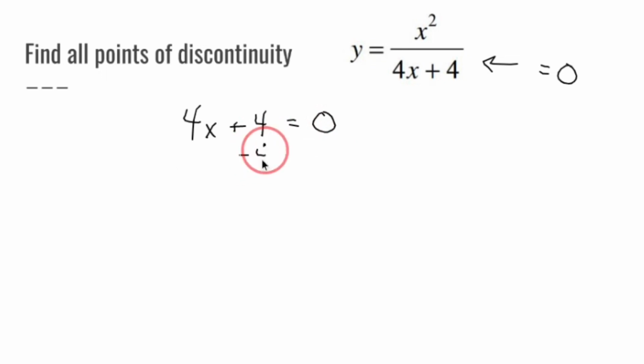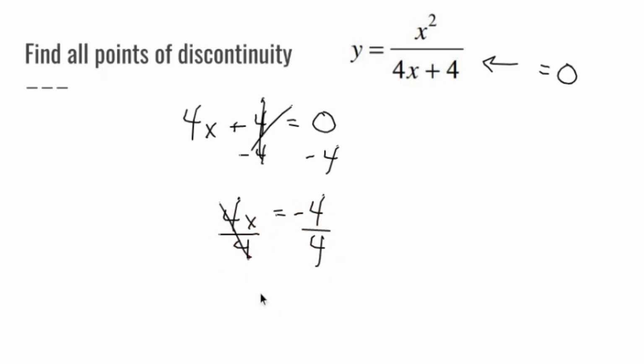Okay, minus 4, 4x equals negative 4, divide by 4, x equals negative 1.